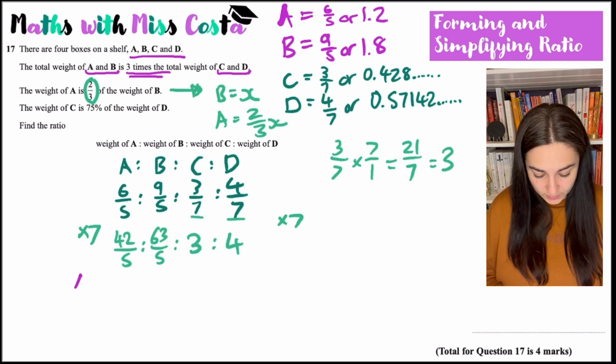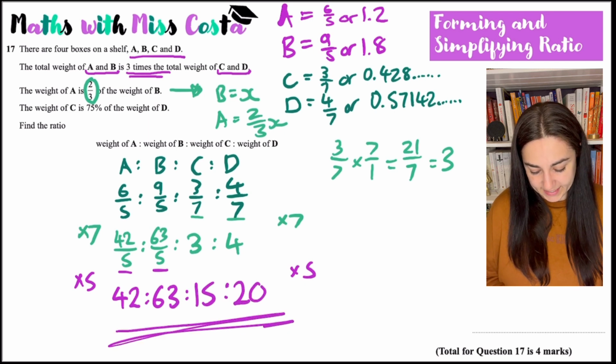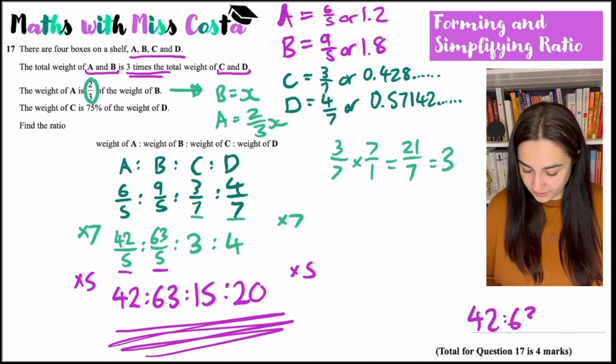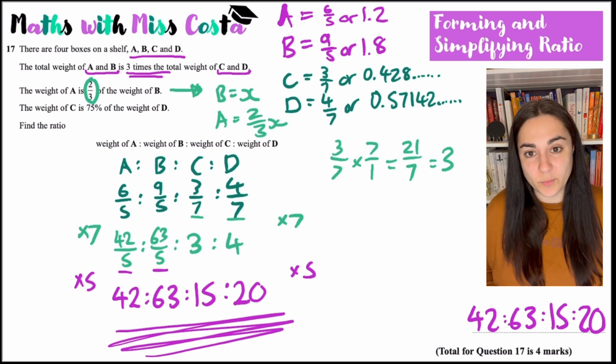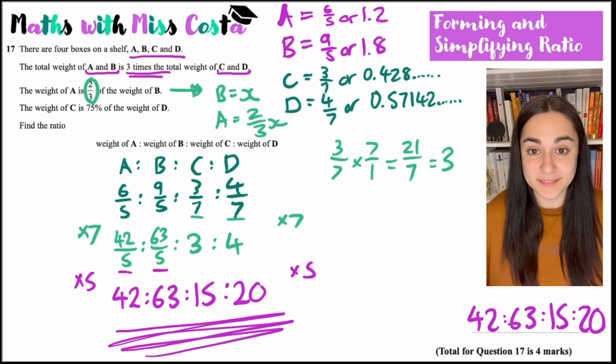Then what can I do? Well, I can multiply the whole equation by 5, because both of these parts have a denominator of 5. So that would be 42 to 63. 3 times 5 is 15, and 4 times 5 is 20. So that is how you would find the ratio. Now, there are so many different ways that you can do this question. This is just one of the ways. If you still ended up with this ratio, then I'm sure that your way is absolutely fine.